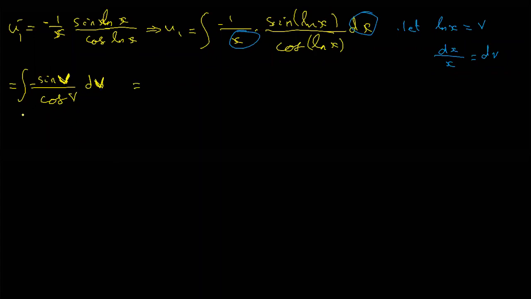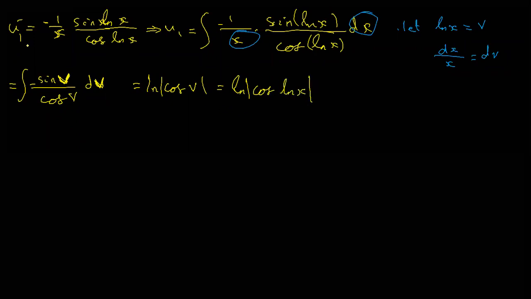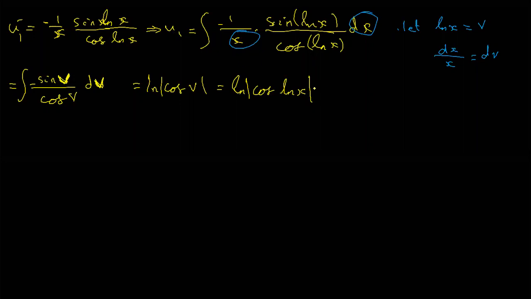What do you think about this integral? It is tan, by the way. It is what? Ln cosine v. Go back to your v: ln cosine of my v, which is ln x, as David said. This is your u1. Let me find u2.